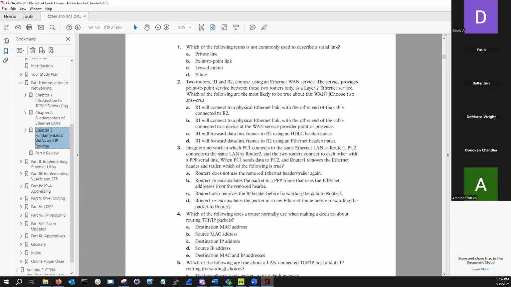The question: two routers, R1 and R2, connect using an Ethernet WAN service. The service provides point-to-point service between these two routers only, as a layer 2 Ethernet service. Which of the following are the most likely to be true? Choose two answers. Let's examine answer A: R1 will connect to a physical Ethernet link with the other end of the cable connected to R2. That is incorrect.